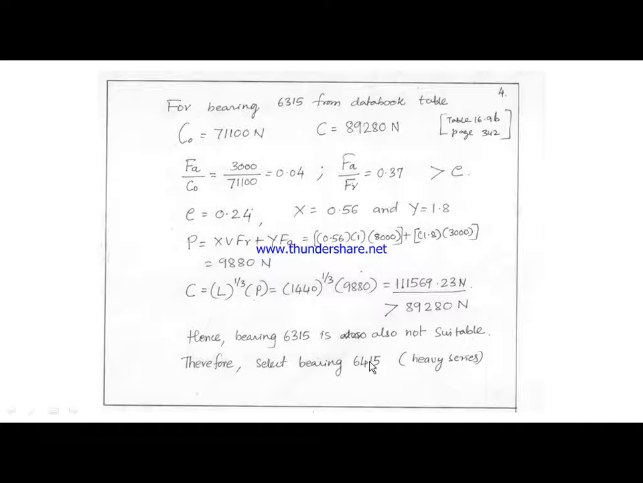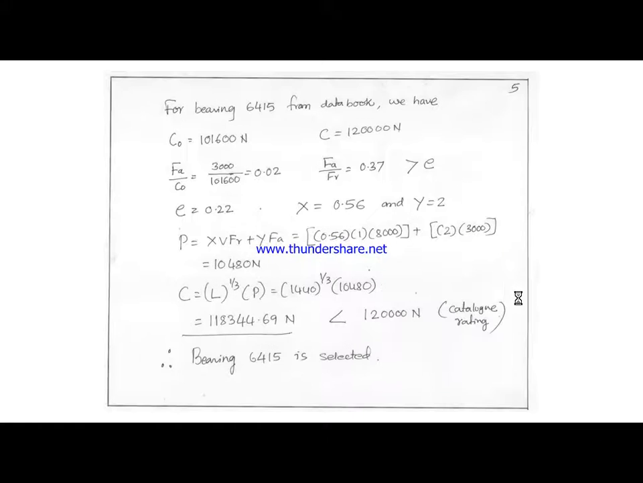So again, what do we have to do? We have to move to the next series, the heavy series. 4 is for heavy series. Remember, you have to keep the deep groove ball bearing and the bore diameter 75 millimeter. So the only thing is you can move from medium to heavy series. Now let us see what happens.